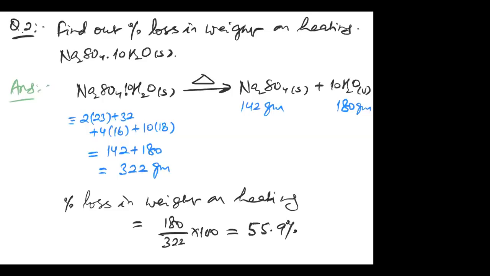I'm repeating the question again. You have to find out the percentage loss in weight on heating of Na2SO4.10H2O solid. So we know on heating of this salt, 180 gram of H2O vapor is lost. It escapes to the atmosphere on heating 322 gram of the salt. So the percentage loss in weight on heating is 180 out of 322 into 100, and it comes out to be 55.9%.